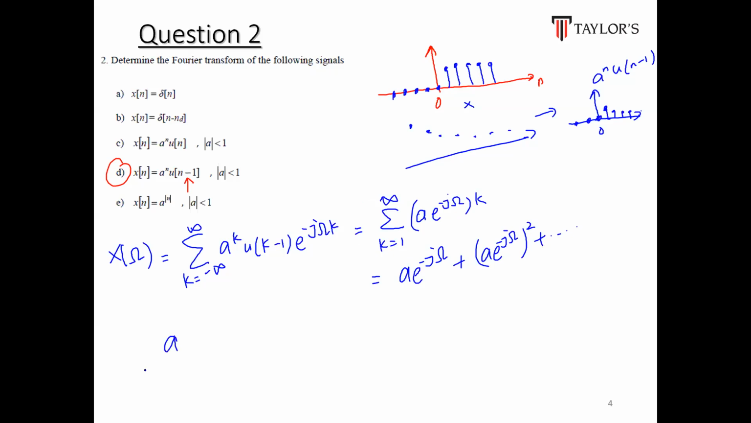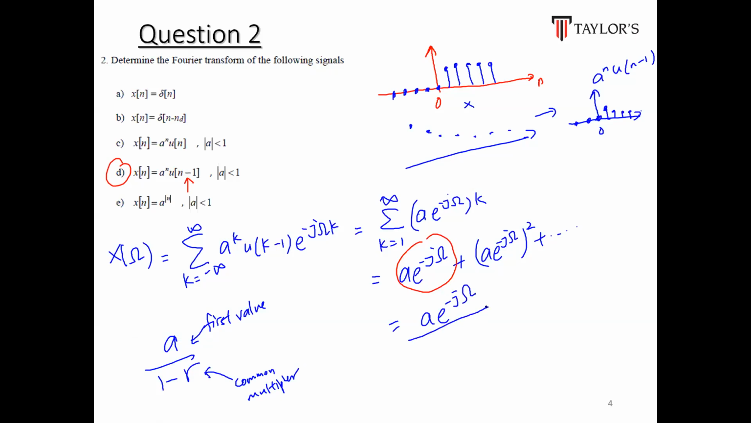We can still use the formula a over 1 minus r, right? a is the first value and r is the common multiplier. In this case, our first value is here. This is the first value. So we have a e negative j omega. And the multiplier is the same thing. It's still back to this, because you multiply by a e negative j omega every step. So it is a e negative j omega over 1 minus a e negative j omega. And so this is the final answer for question D. So it's different from C because of the u[n minus 1].